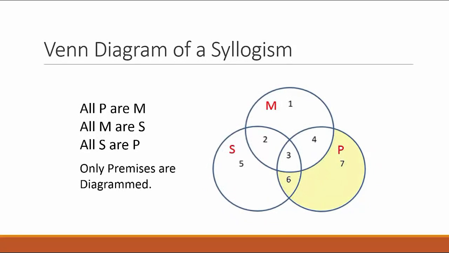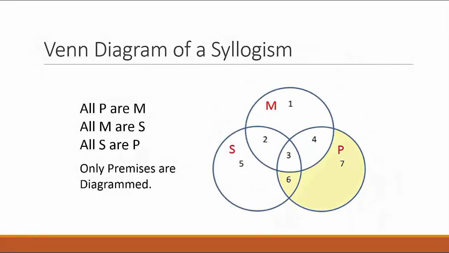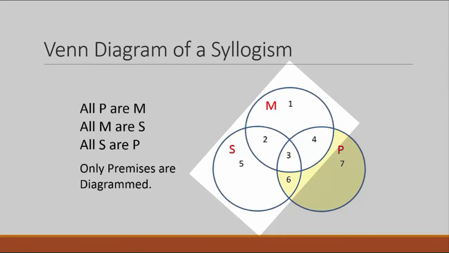Here's the Venn diagram of the first premise, all P are M. Areas 6 and 7 are shaded to indicate nothing is there. The only P's are the ones in areas 3 and 4, the areas that are also part of the M category. So areas 3 and 4 are not shaded. Now let's diagram the second claim, all M are S.